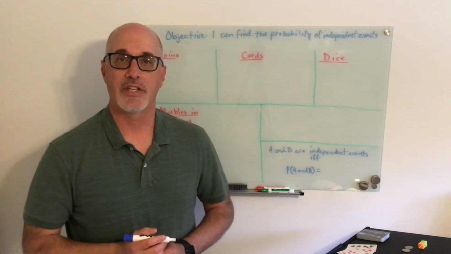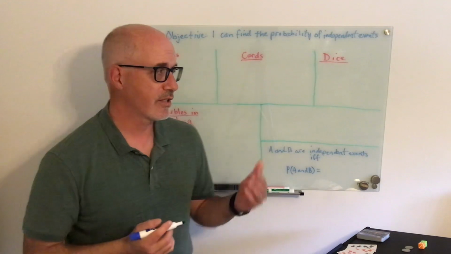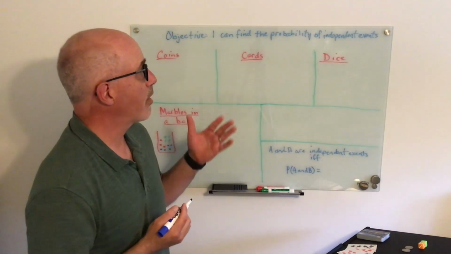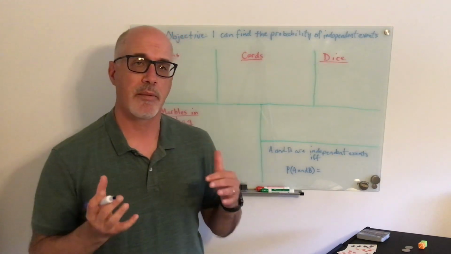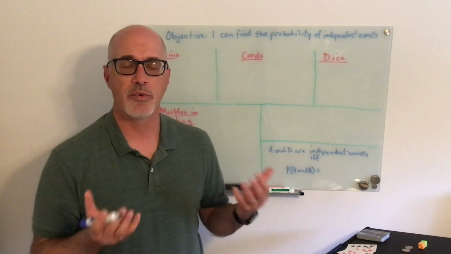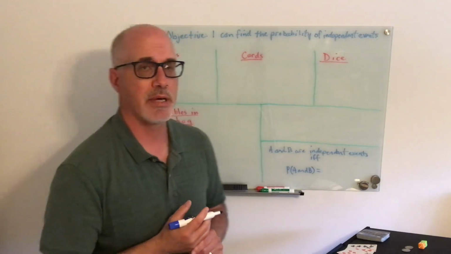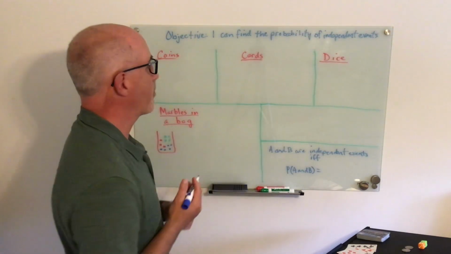The topic for this video is probability. The objective for this video is that I can find the probability of independent events. We're going to start by talking about the probability of single events and then putting two events together that are independent of each other. Let's start with talking about coins.